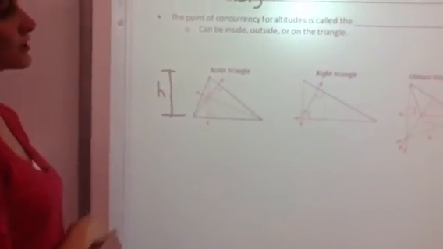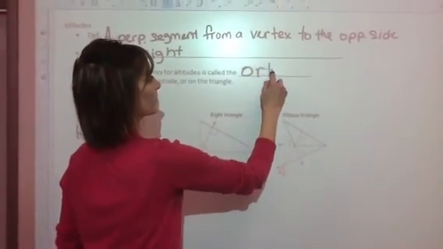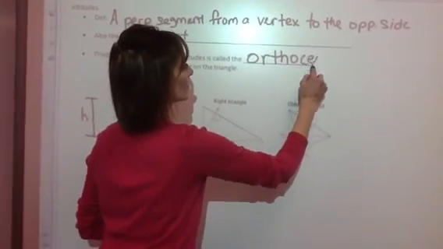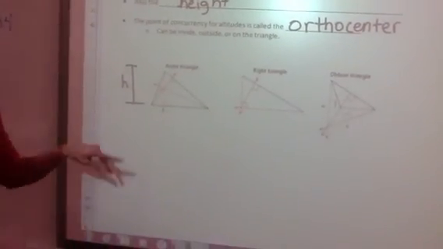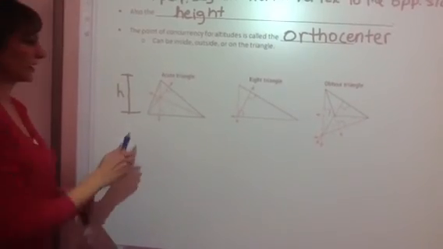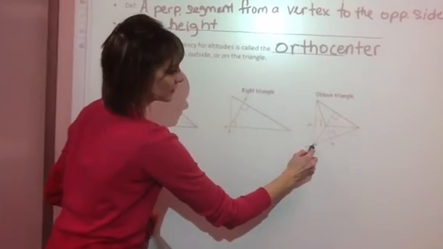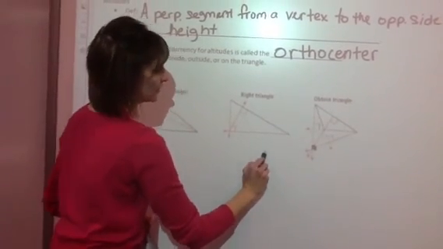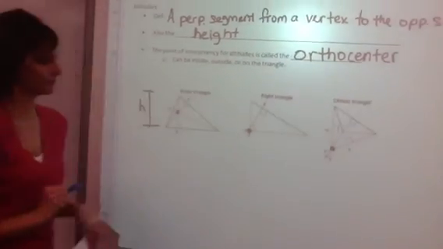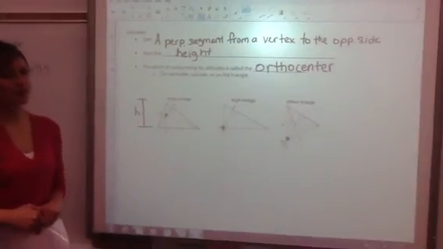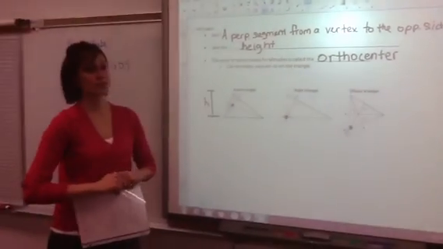All right, the point of concurrency for altitudes is called the orthocenter. The orthocenter is going to be inside if you have an acute triangle. It'll be outside if you have an obtuse triangle, or if you have a right triangle, it's going to be on the triangle. And that is all the information you need to know about altitudes. So this concludes our notes for section 5.4.